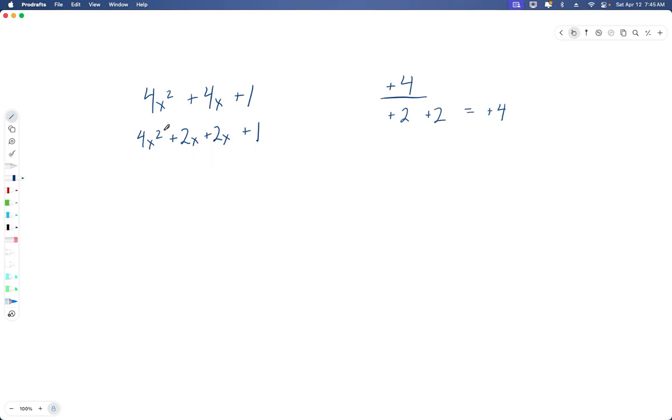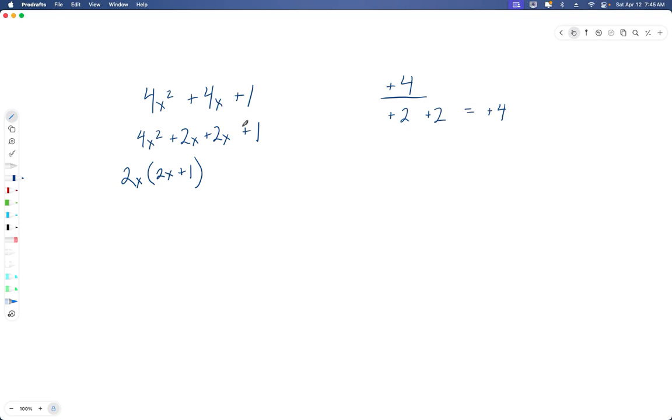So what I'm going to do is look at what's the same between these two. I can pull out 2. Both of these numbers are divisible by 2. And both of these have an x. So I can pull out 2x. And then that leaves behind 2x for the first term. 2x times 2x is 4x squared. So that's my first factor. And then 2x divided by 2x is 1, so plus 1.